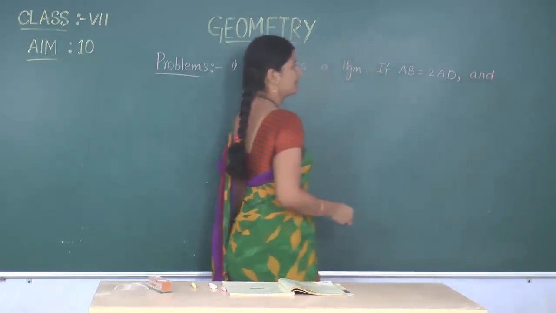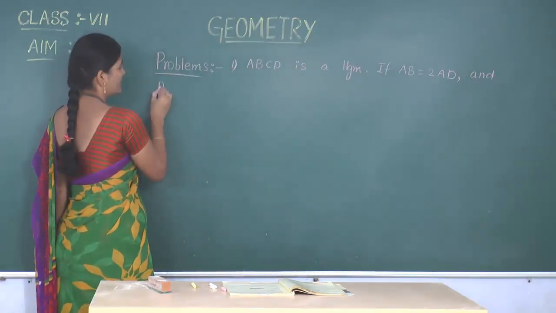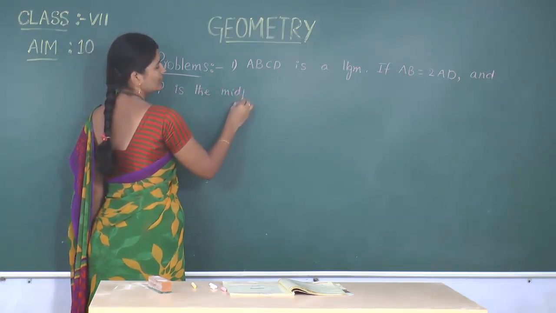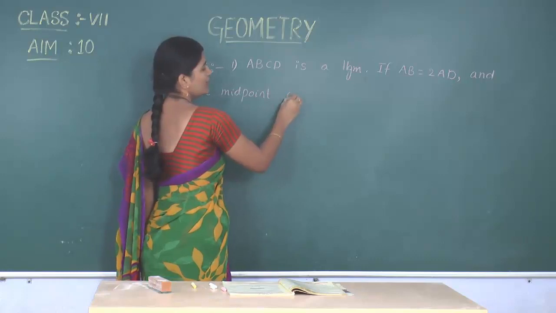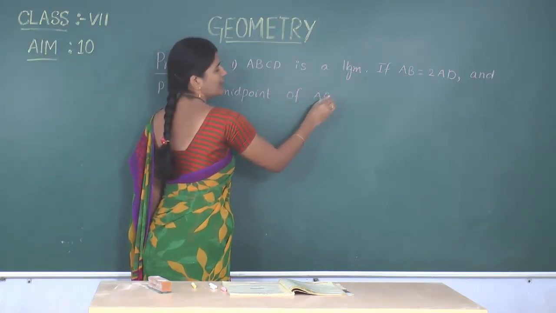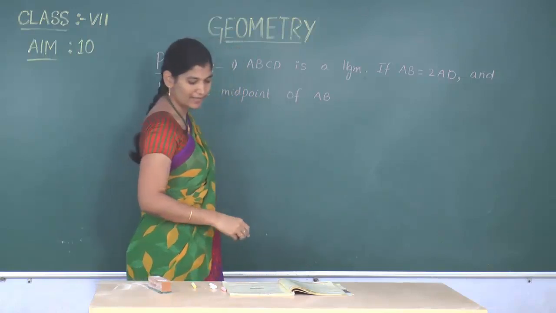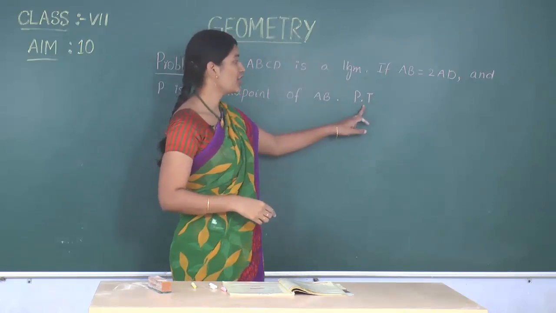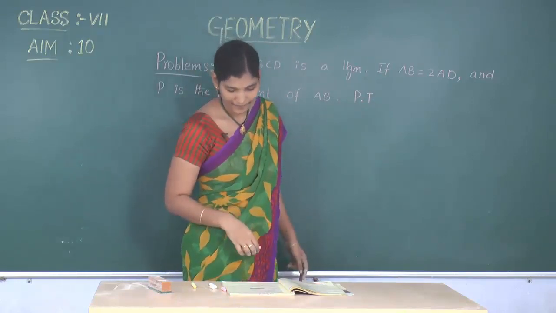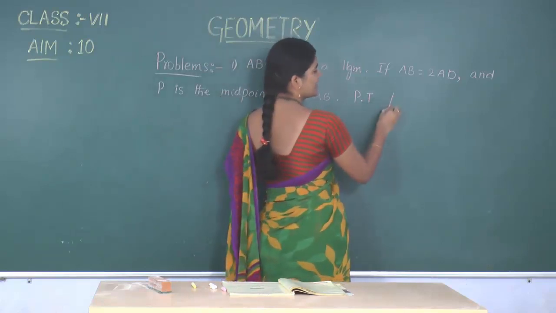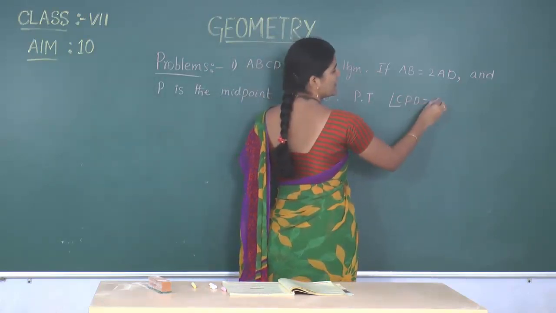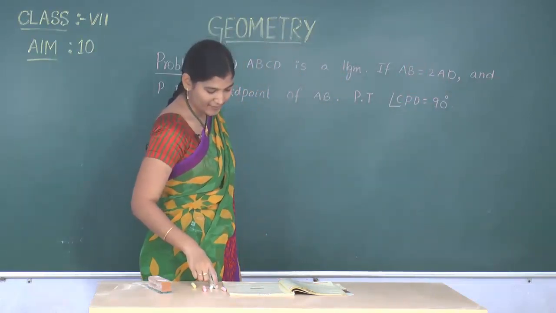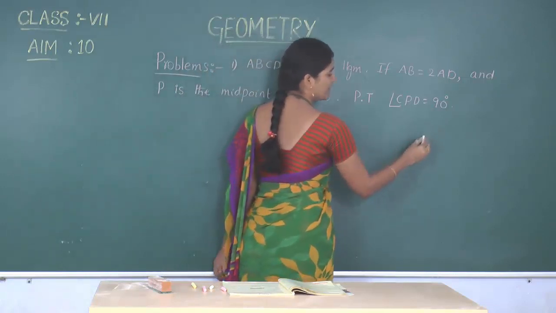P is the midpoint of AB. Prove that angle CPD is equal to 90 degrees. Angle CPD is equal to 90 degrees. And here they gave a figure also. That is, they gave one parallelogram.